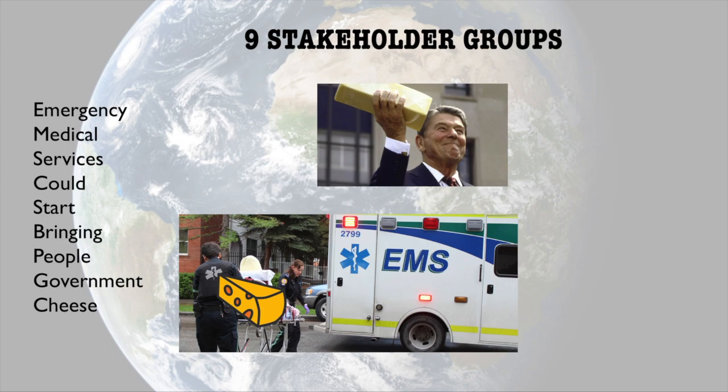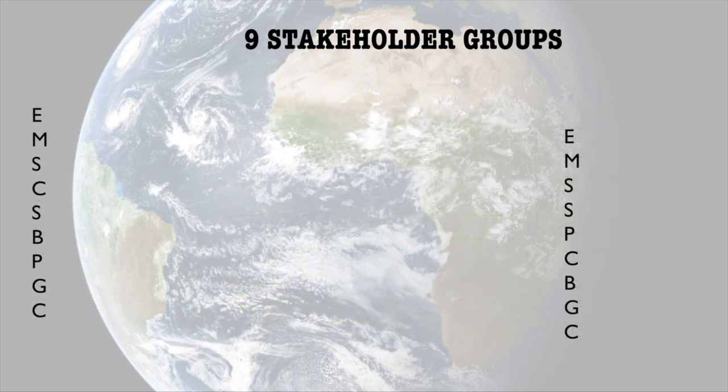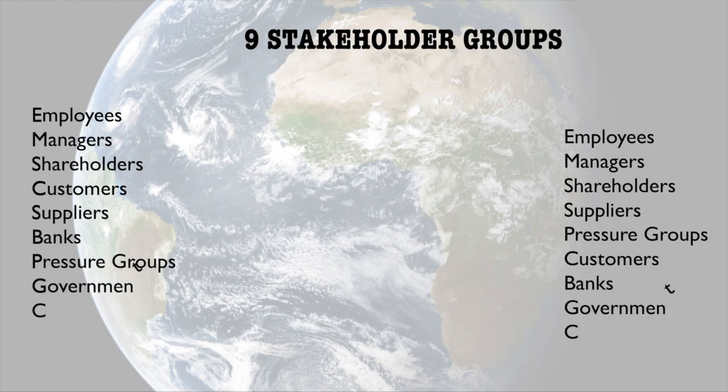If this doesn't make any sense to you, that's fine. Maybe something like every minute spent studying probably could be a good choice. I like the one about cheese, so I'm going to use that. And how I would recommend you do it is kind of remember this sentence and write down the first letters: EMS, CS, BP, GC. And then once you do that, you can remember all of these groups a little easier. Now, if you can do this and write down your 9 stakeholder groups very quickly on an exam, you'll have a really valuable resource right there in front of you to refer to, to use these terms and to apply them to some of your larger questions.